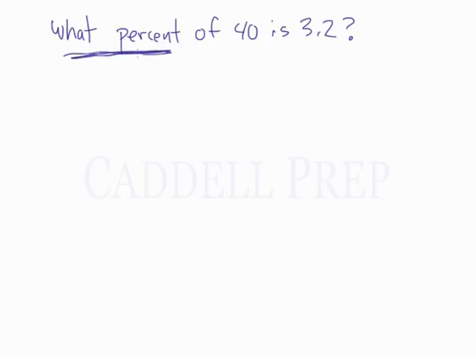So if the question was, what percent of 40 is 3.2? So we're actually using the same numbers, but the question is worded differently. What percent? So we're looking for the percent. And we have of 40 and is 3.2.